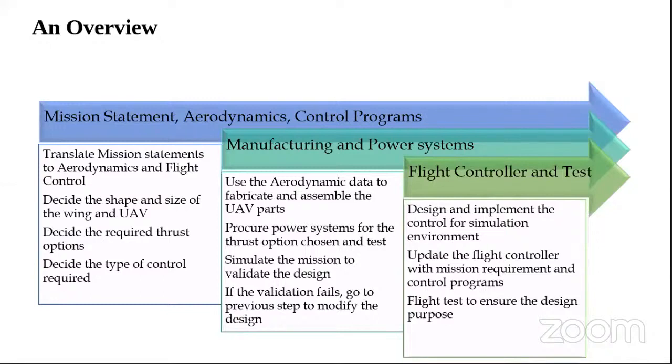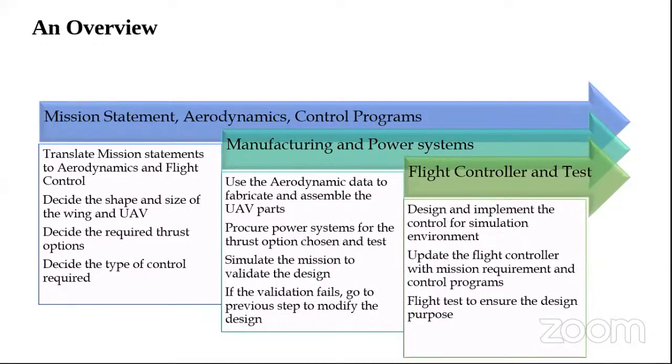So the first step is to translate the mission statement to aerodynamics and flight control. Once your mission statement is given, mission means the purpose of your UAV, then you can go directly into a fixed wing or a multi-rotor system. Once you enter that, the aerodynamics and flight control of that particular system are decided. Then you go to the shape and size of the wing. In the case of multi-rotors, you decide the number of rotors you have. Then you check the thrust required and the type of control required, on paper, not in the program, right?